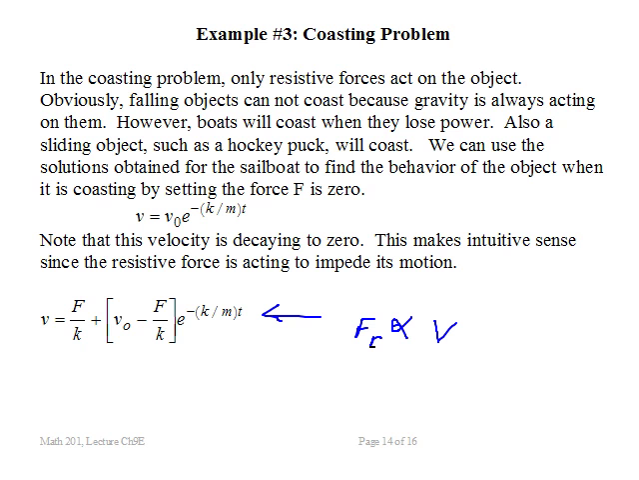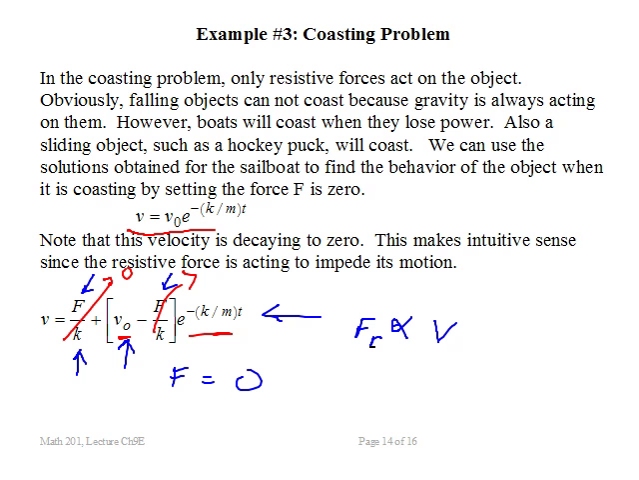So there was an initial velocity to the object. It was then acted upon by this force F. There are two terms in there. First, the steady state term, the velocity that is approached asymptotically by the sailboat or whatever is coasting, and then this transient term, which is decaying away. What we're going to consider here in a coasting problem is that this force is 0. So this F is 0. That means this term is out, and this term is out, and all we're left with is right here. V equals V naught times the decaying exponential. This velocity is decaying to 0 as expected.